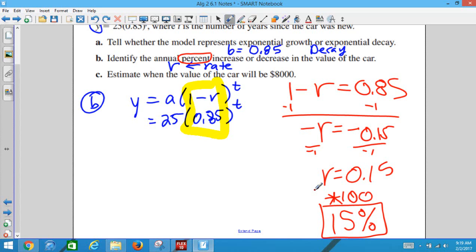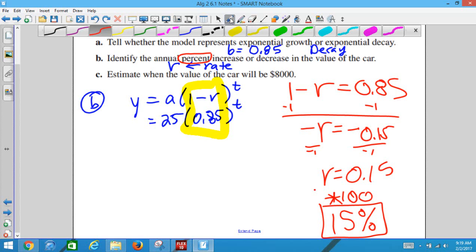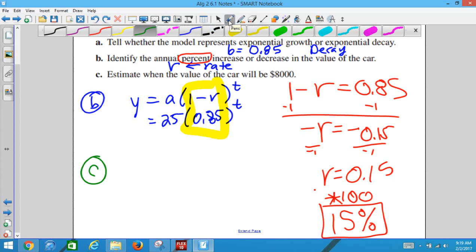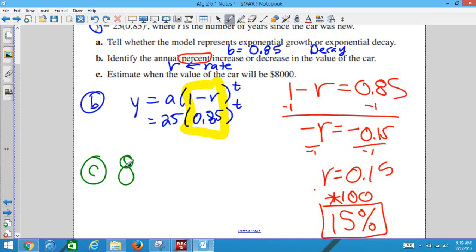Then we have to estimate when the car will be $8,000. So I'm going to use my formula for C. And I'm going to say $8,000. Hold on, I'm not going to say that, because what's Y represent? Thousands. So I'm just going to say 8 equals 25 times 0.85 to the t. So how am I going to solve for that?